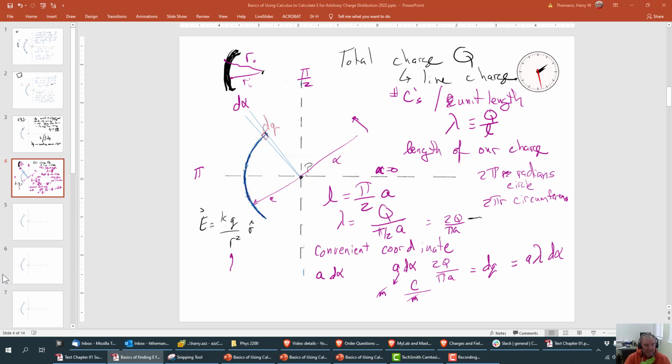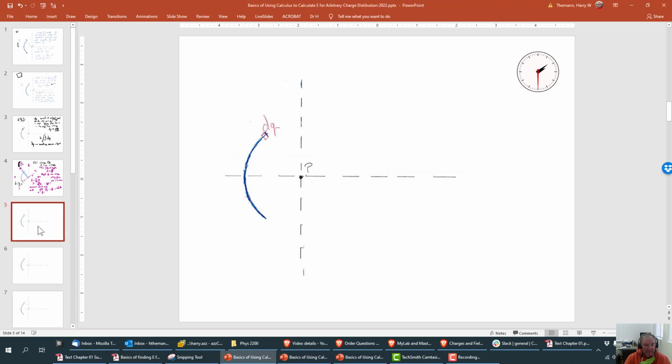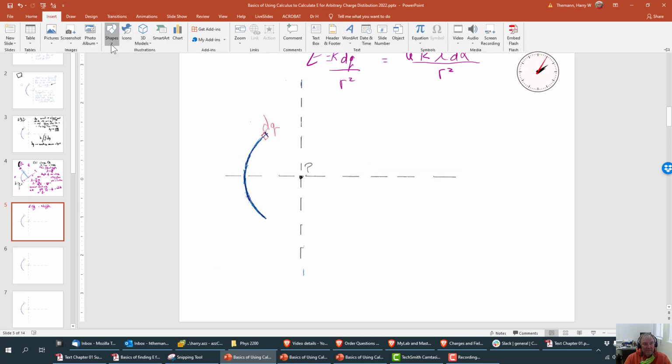So now we've got an expression for our dq. So remember, we wrote out something earlier, dE. We have the k, and we have the r squared. So we see that we can say a k lambda d alpha, I suppose I could put the k out front, over r squared. And to use our standard technique, let's insert a line.